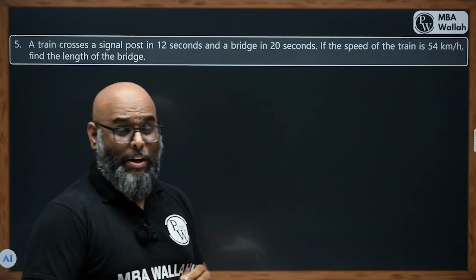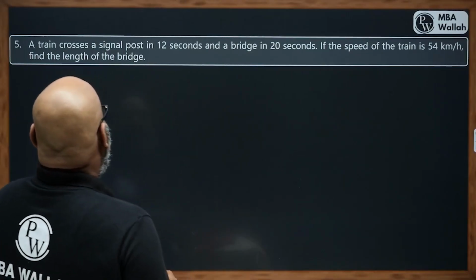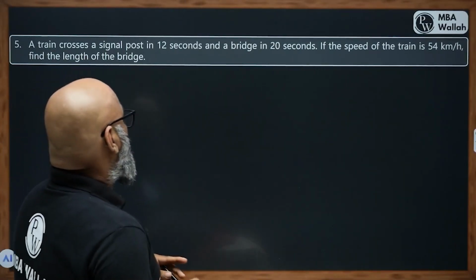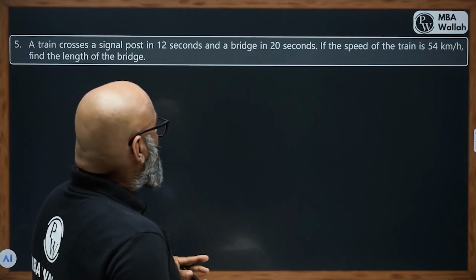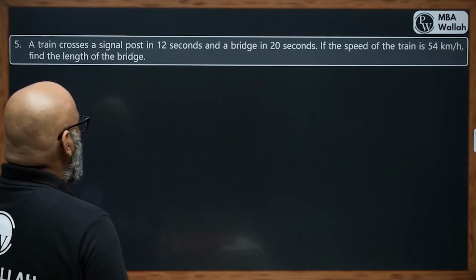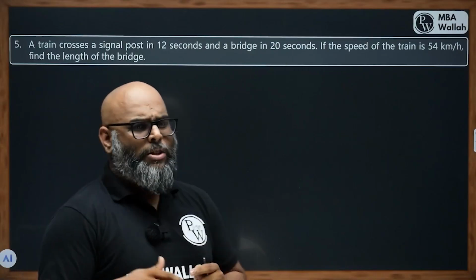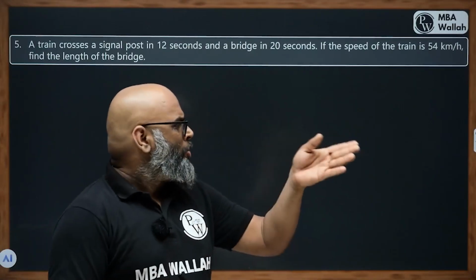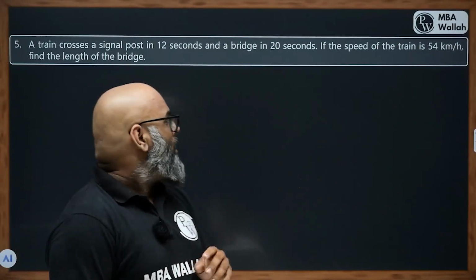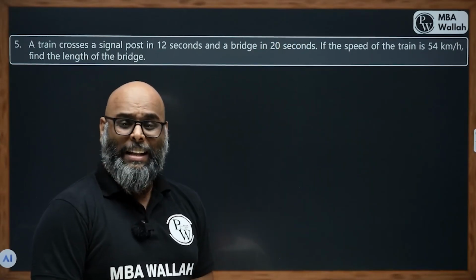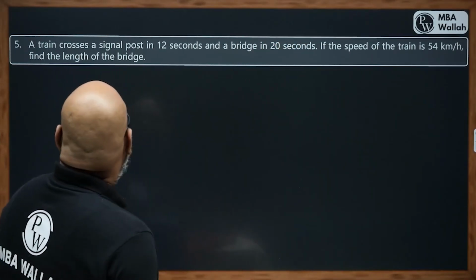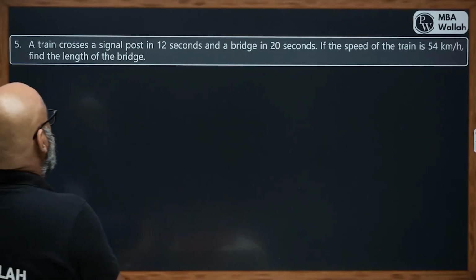Let's have a crack at this now. Question says a train crosses a signal post in 12 seconds and a bridge in 20 seconds. If the speed of the train is 54 kilometers per hour, find the length of the bridge. So there's a train that is crossing a pole and a bridge. The speed of the train is given, time taken to cross the pole and the bridge is given. They are asking the length of the bridge.